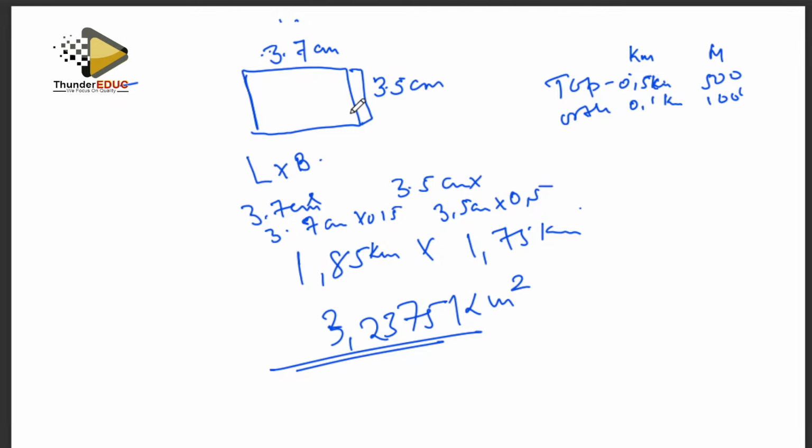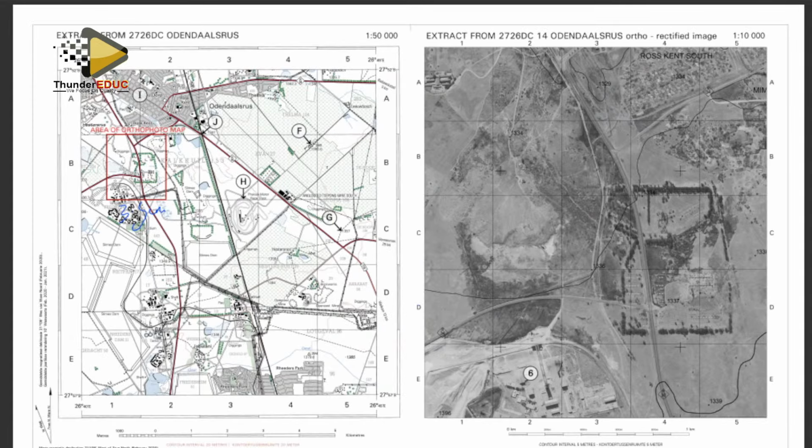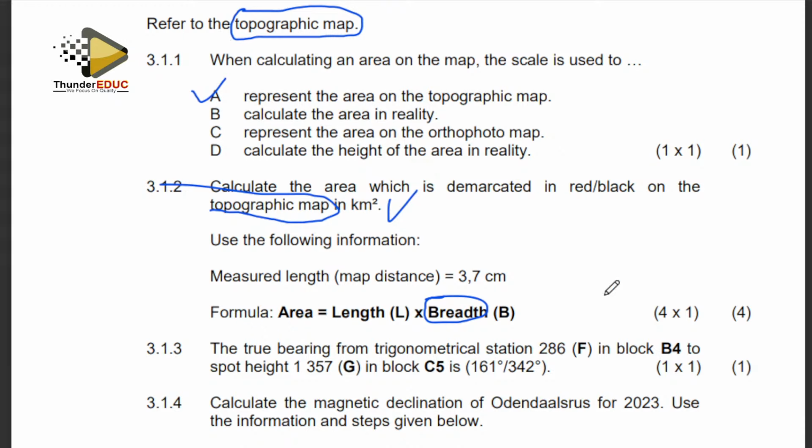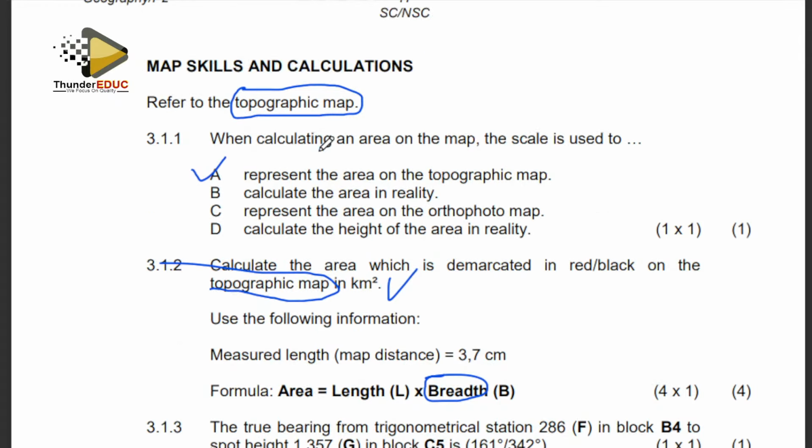We go back to the question because they want the answer in what? In kilometers. So we're done with that.